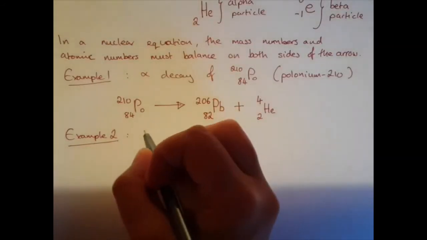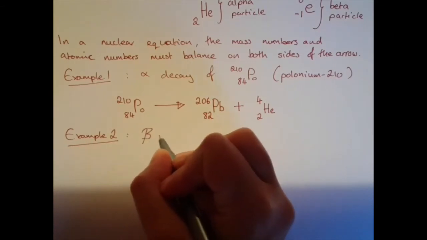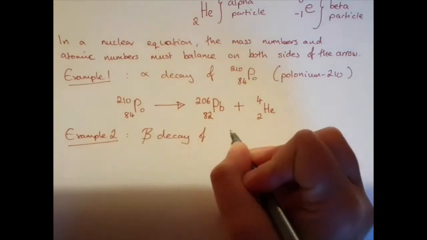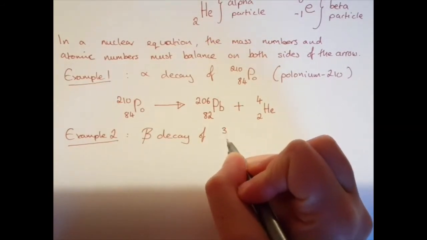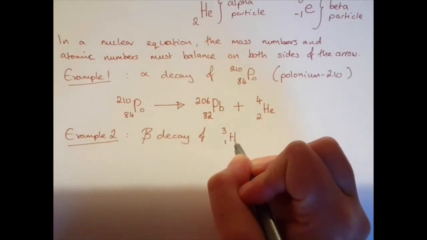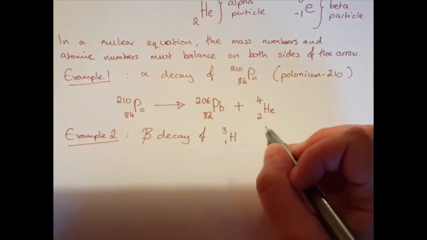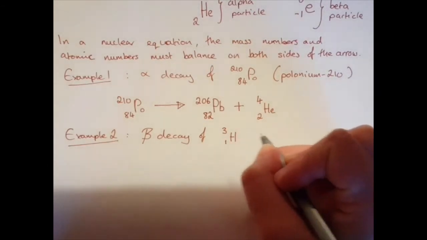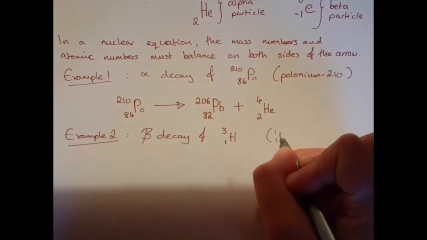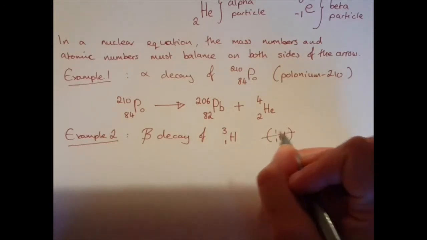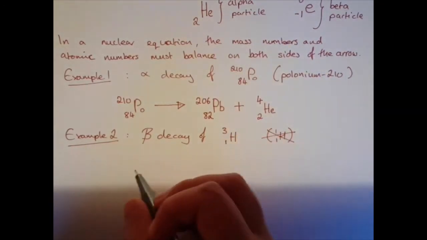Okay, so the second example that we're going to look at is a beta decay example this time. And we're going to look at the beta decay of an isotope of hydrogen called tritium. So that's an atom of hydrogen with a mass number of 3. So normally hydrogen is just 1 proton, and so it just has a mass number of 1. That's an ordinary isotope of hydrogen. So tritium is a different isotope of hydrogen.